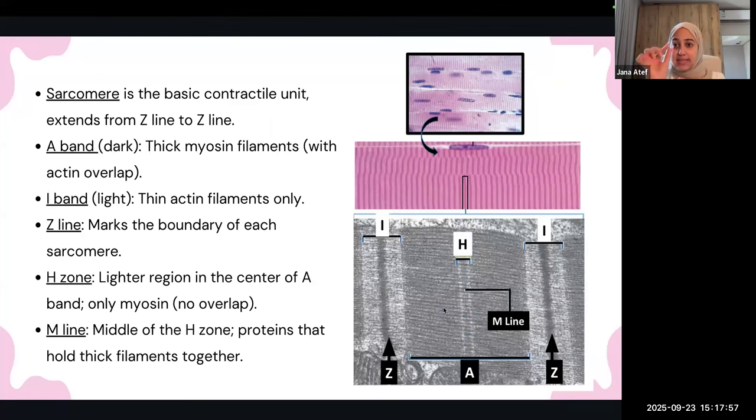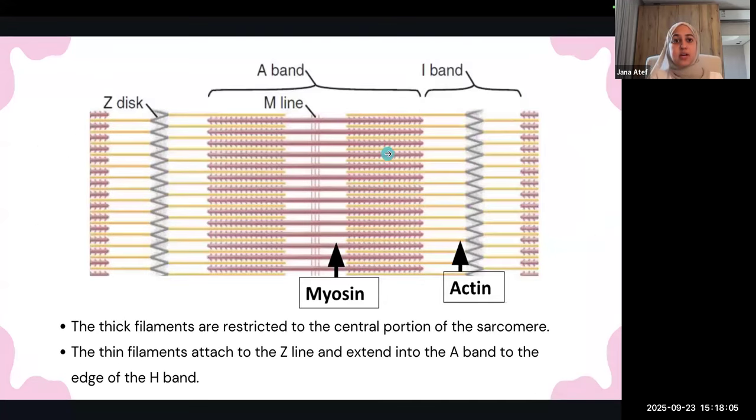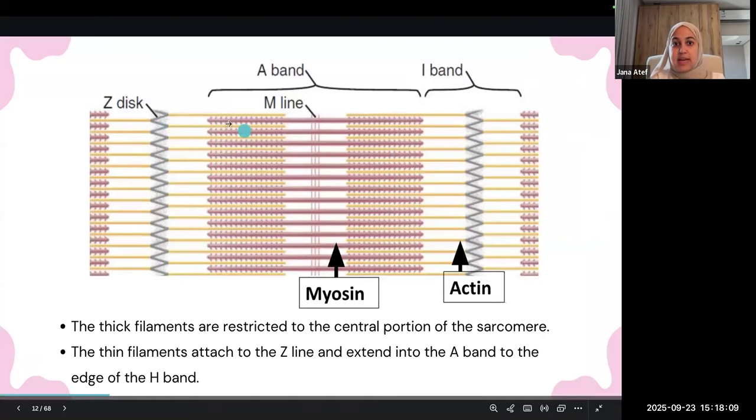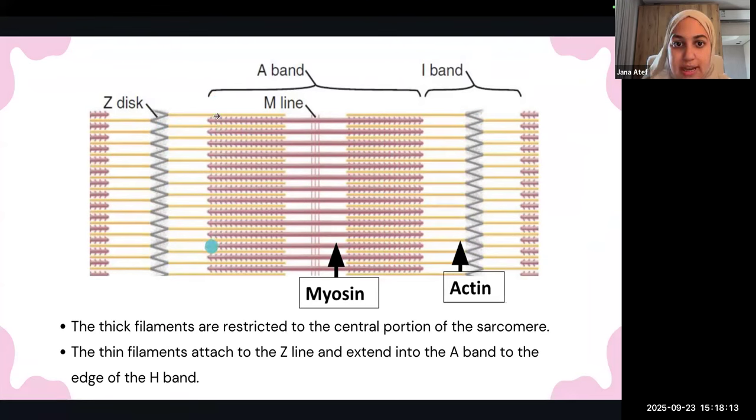Yes, it's dark. But in the center, there's a lighter part of it because there's no overlap. Okay, I think I have a better picture. Yeah, right here, Z line to Z line. So this is inside it. This is a sarcomere. Okay, the A band, we said, is the darker one, the one that has overlap of actin and myosin.